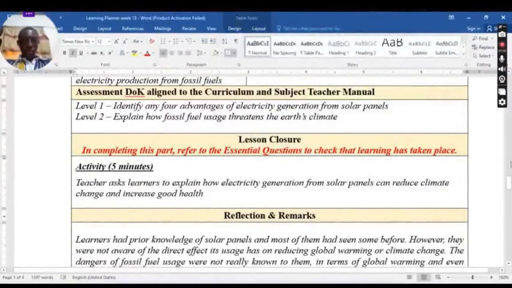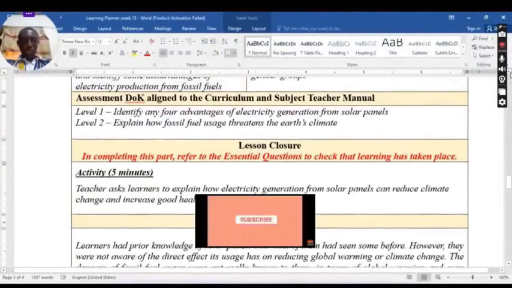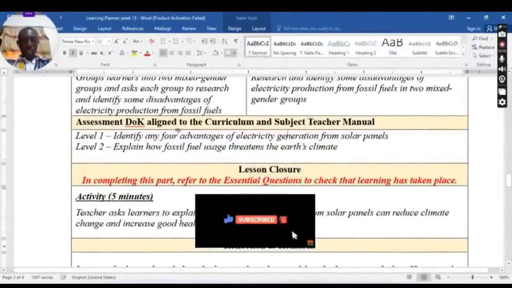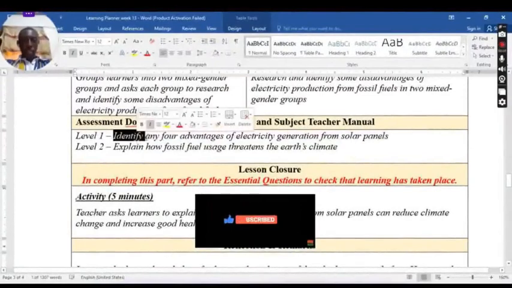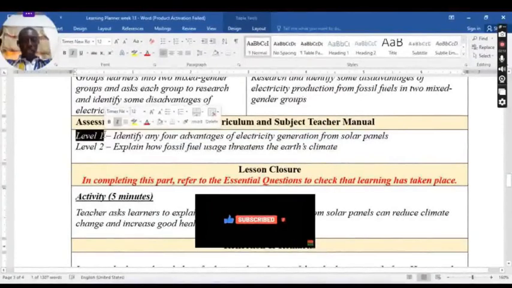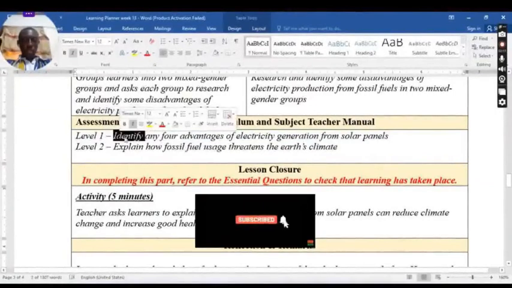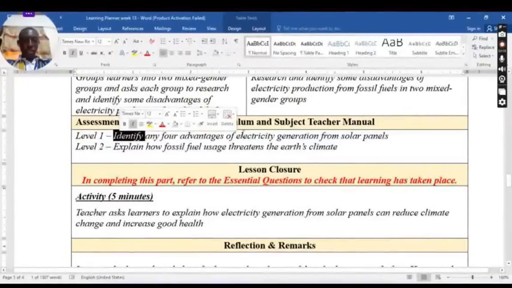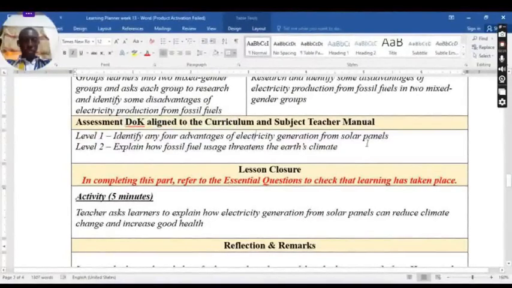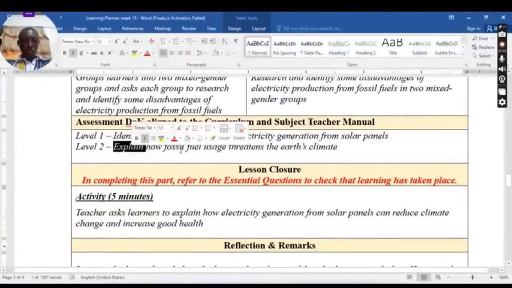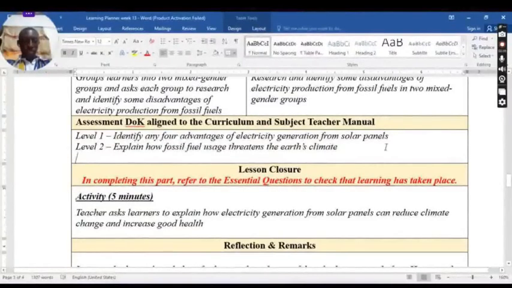So that is it. So this is the assessment I created for this lesson 1. Identify, meaning level 1. Identify any 4, and make sure you indicate which level it belongs to. Identify any 4 advantages of electricity generation from solar panels. Level 2, explain how fossil fuel usage threatens the Earth's climate.